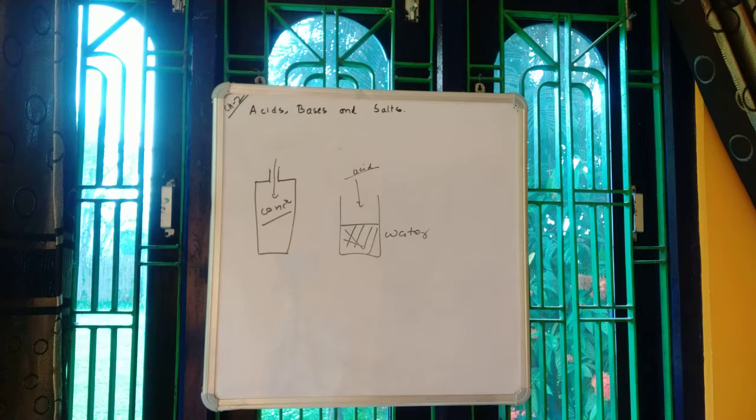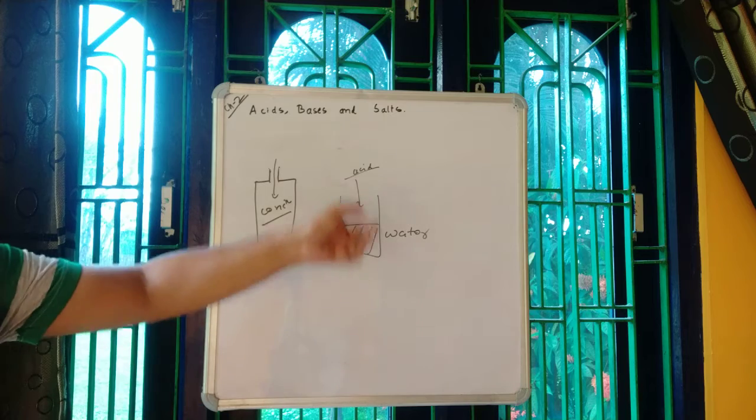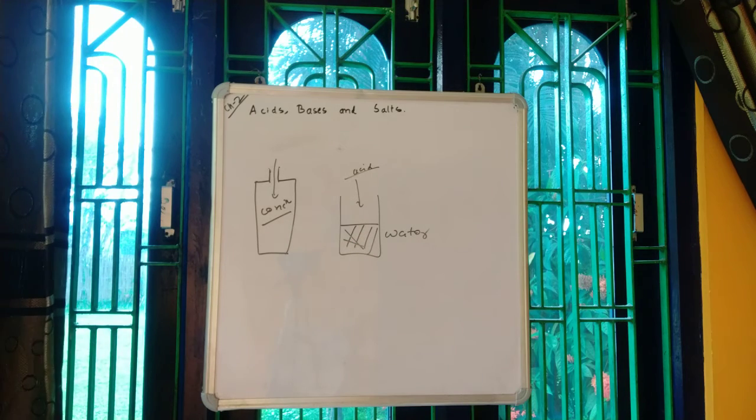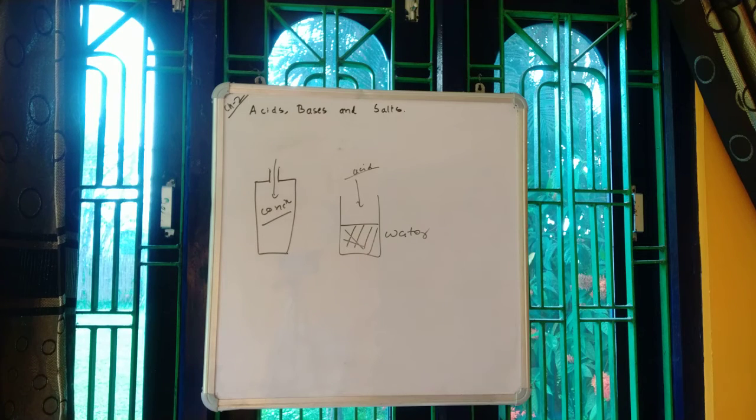Never ever do the opposite. Do not add water to acid. Always add acid to water, dropwise. This is how dilution is done. So that is already explained in your book. You go through the book and you will understand.